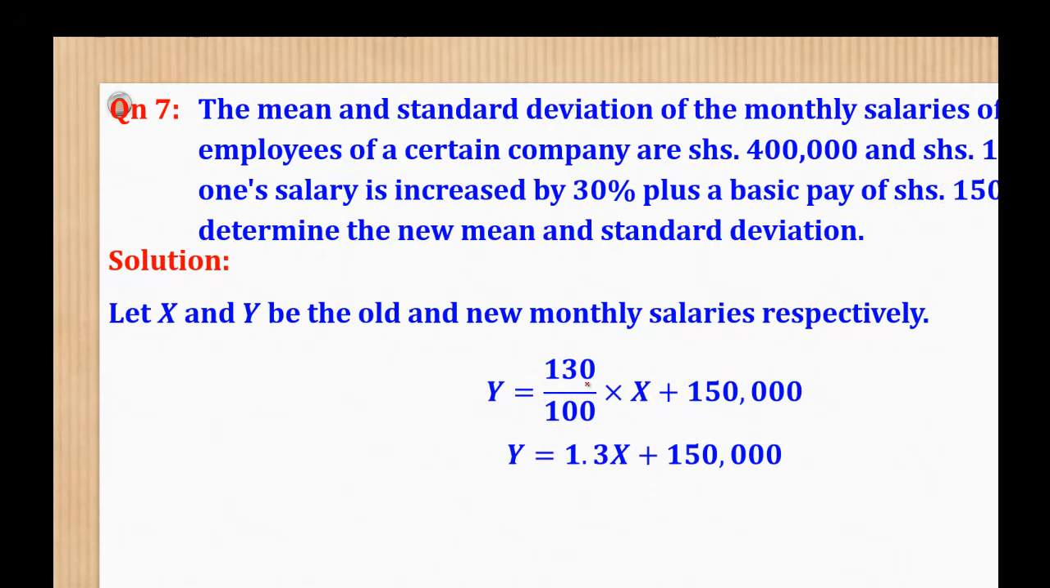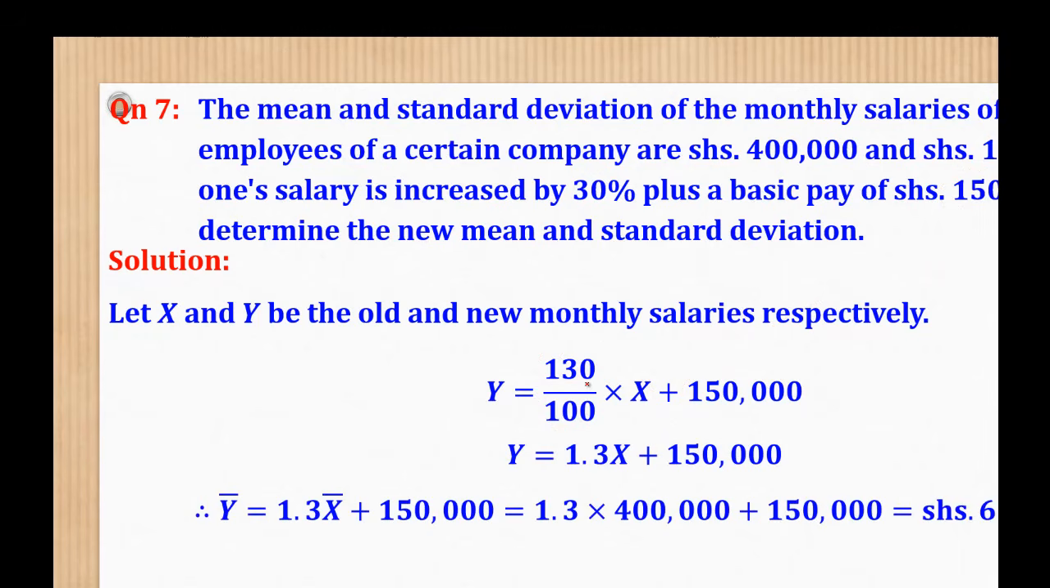Okay, now if I want to get mean, I'll put bars on both sides. So mean of y will be equal to 1.3 mean of x plus 150, which gives you, substitute, because we know the mean of x is 400, then you can get the new mean.